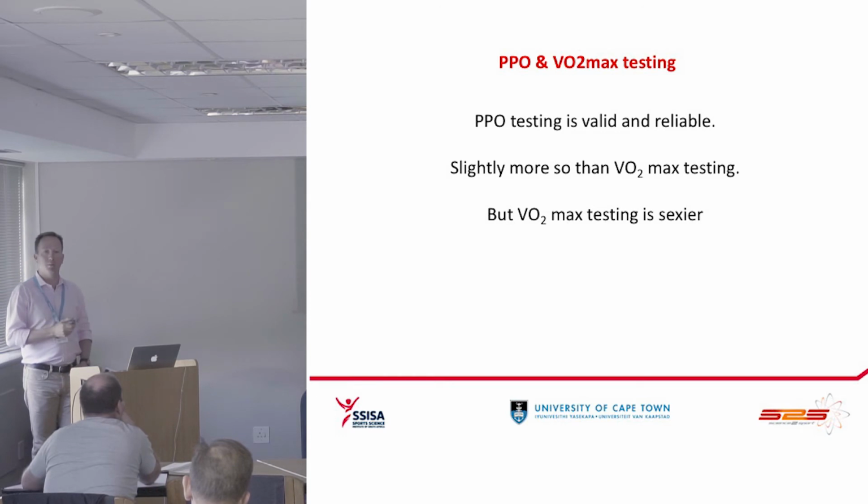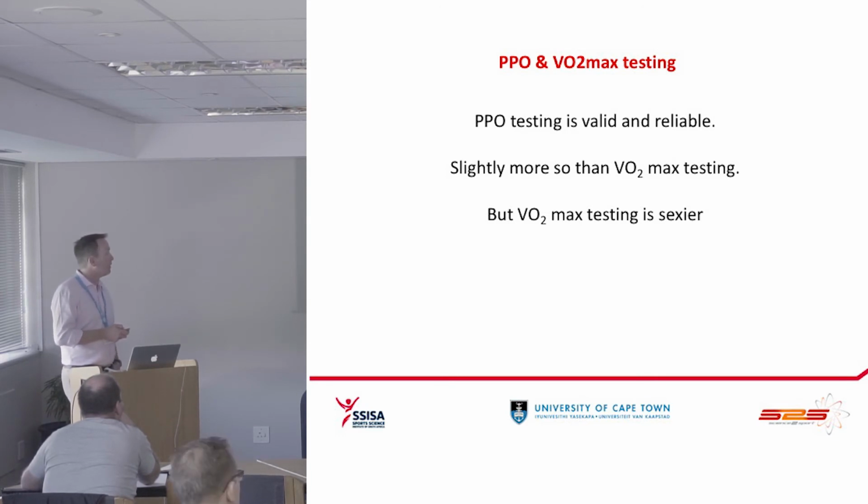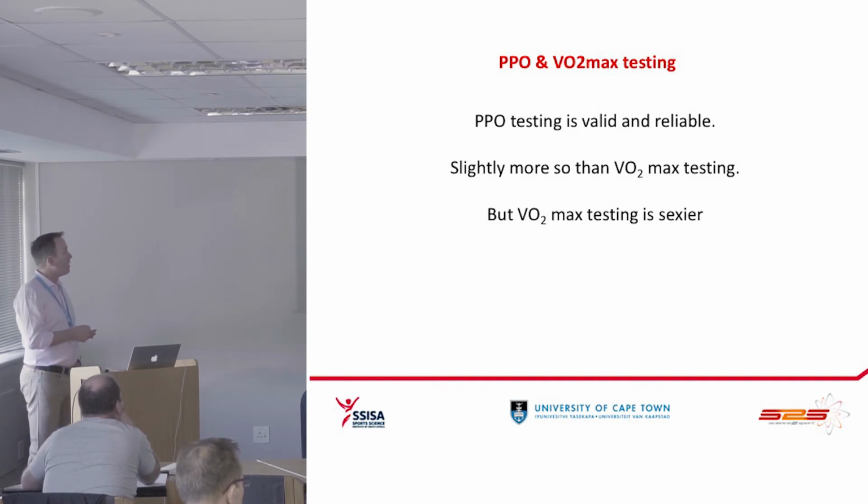Okay? So peak power output test, you can give a person an indicator of their ability. And in fact, we use something which I'll highlight a little later called the composite score, which we now look at. Anecdotally, we haven't published any of the data, but it correlates with performance even better than the PPO value. It's slightly more valid and reliable than VO2 max testing.